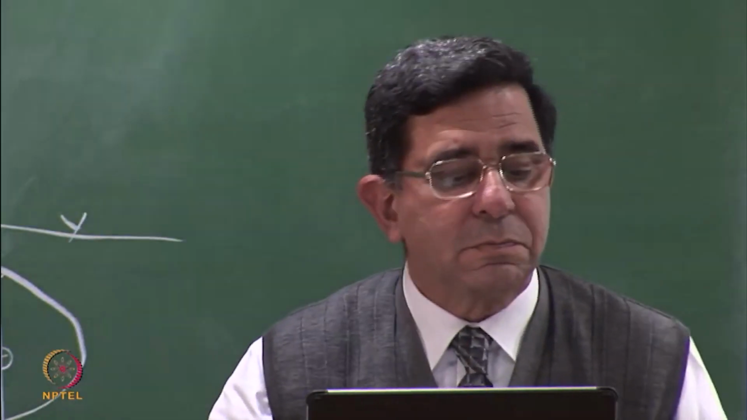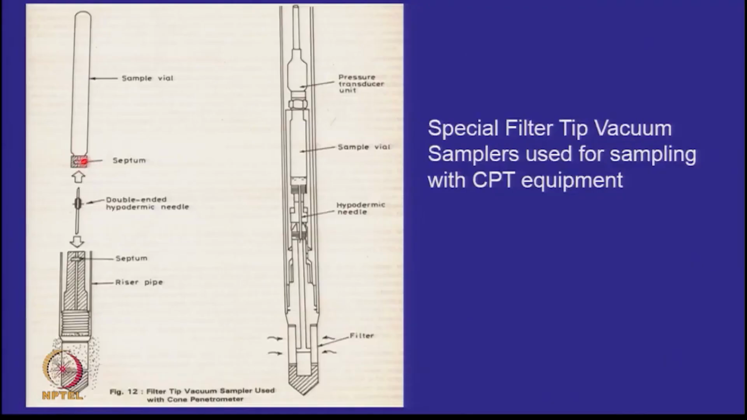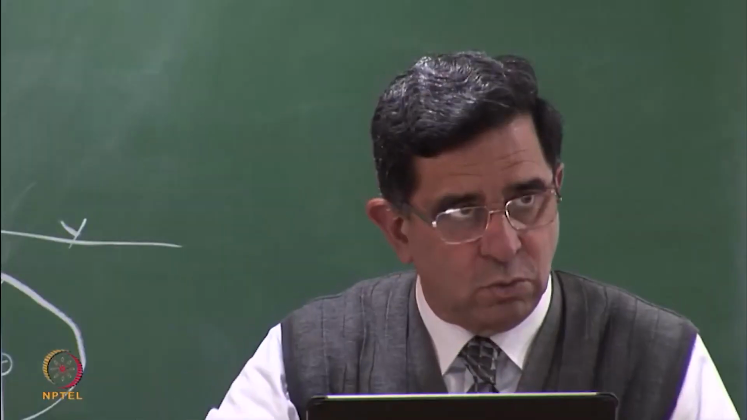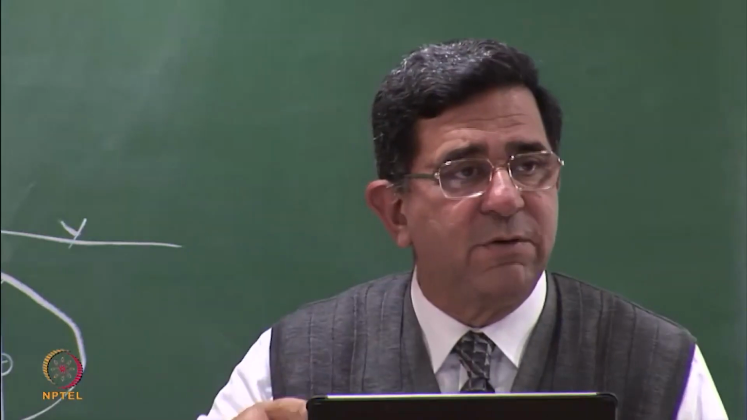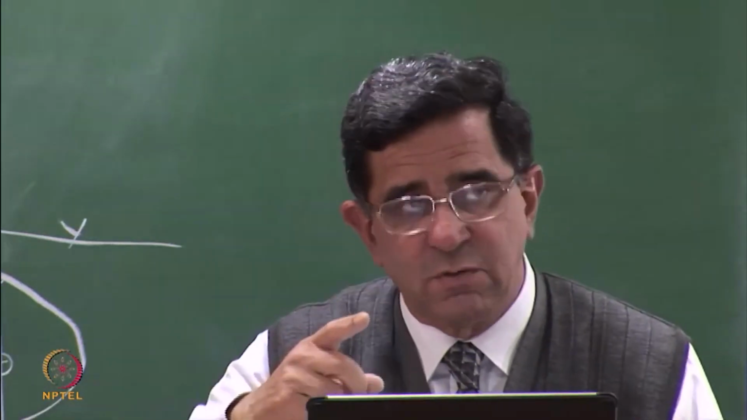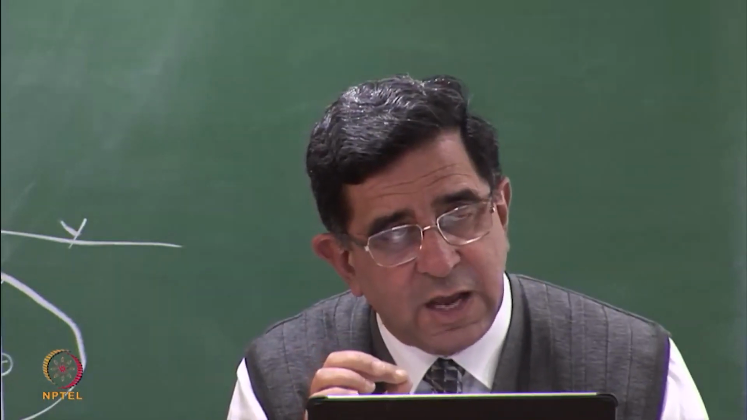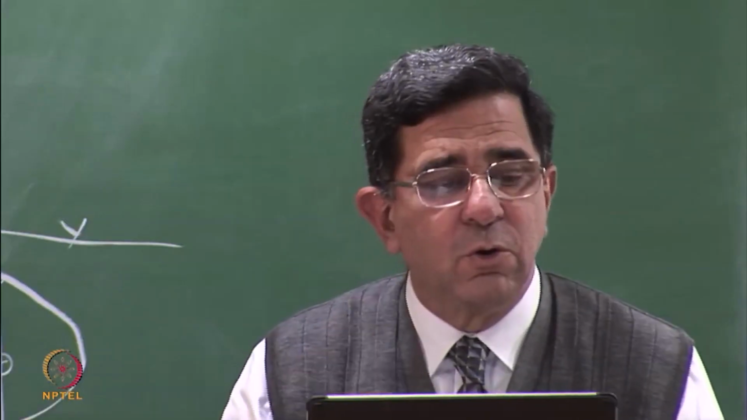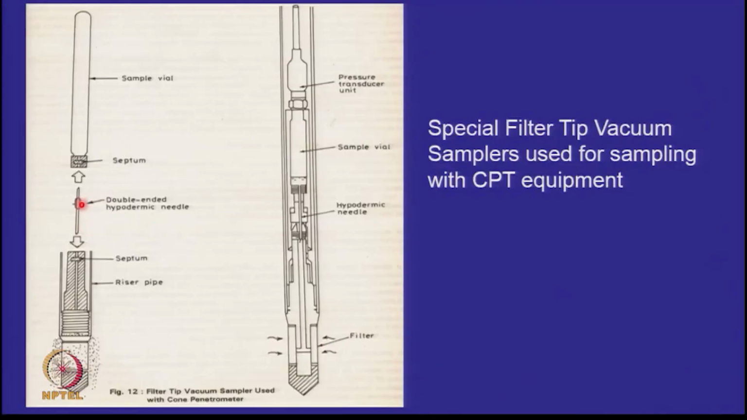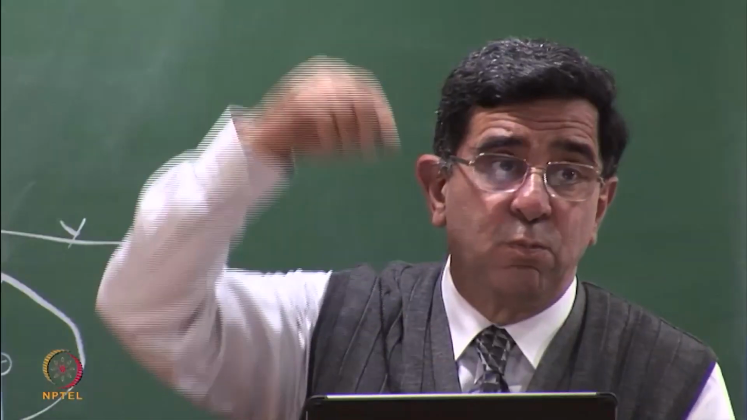There is a septum here and there is a septum here. When the cone is being pushed, this needle is not there and this sample vial is not there, it is outside. And the rod is hollow. You push the cone and take your readings of the cone penetration resistance, the friction ratio, skin friction and the pore pressures. When you reach the high permeability zone, what do you do? You send in a needle, the same needle as you have in an injection, but it is pointing to both sides.